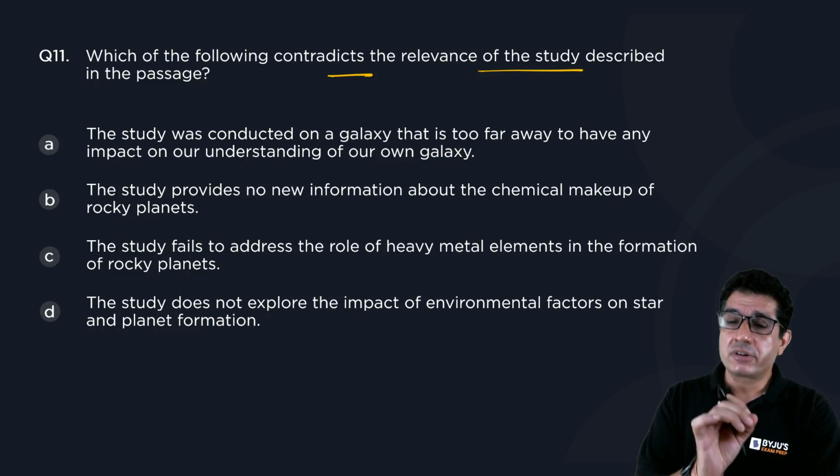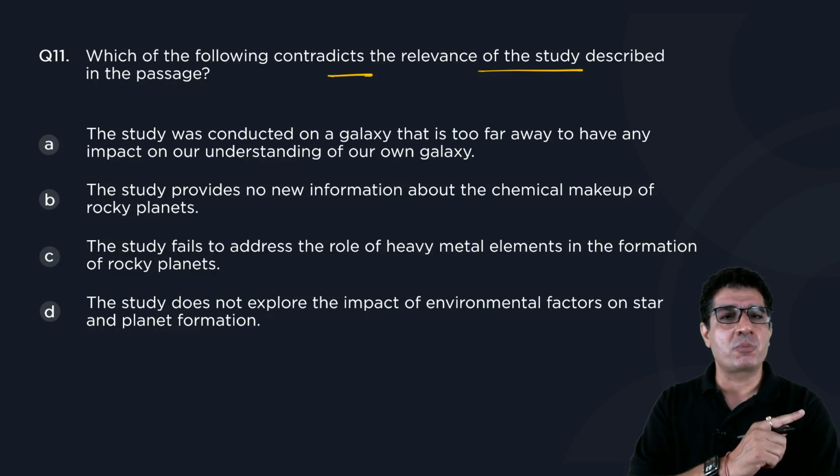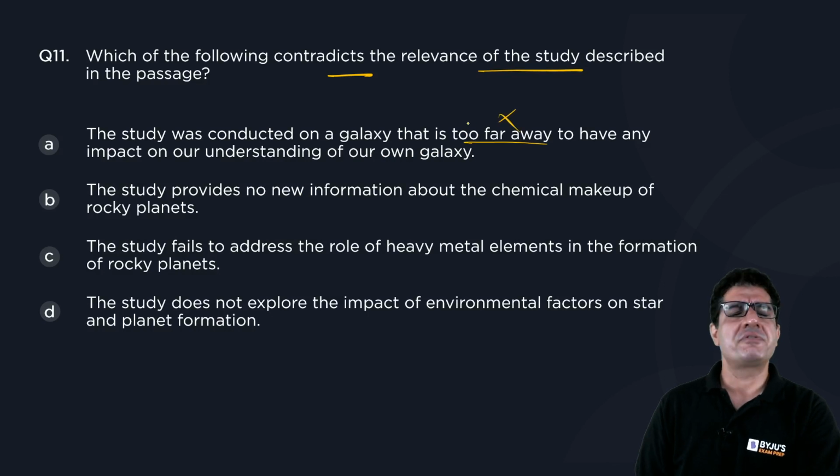Now we are observing this particular galaxy for a very simple reason, that if this galaxy goes on to form rocky planets, those galaxies will also do that. Okay, so which one of these contradicts it? A, the study was conducted on a galaxy that is too far away. No, this is factually incorrect. This is a nearby galaxy, nearby to Milky Way.